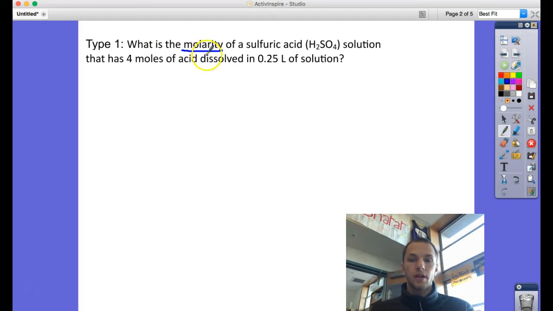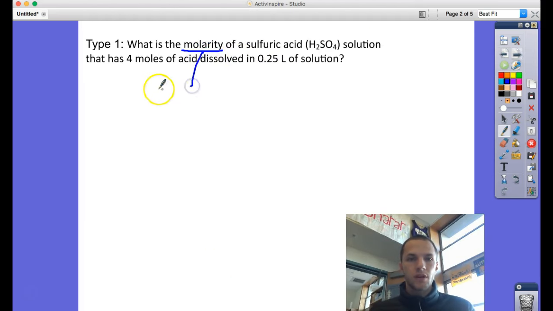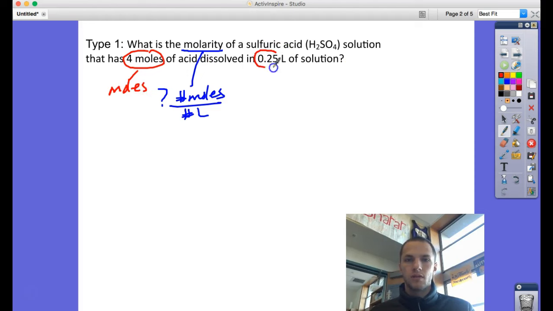Okay, so molarity, I just learned molarity represents the number of moles per liter of solution. So this really means what I'm trying to figure out is how many moles there are per the number of liters that I have. So let's see what's given in the problem then. I'm going to label this. I'm given moles, okay, so I have moles, and I want you to do this every time, and I have 0.25 liters, okay?